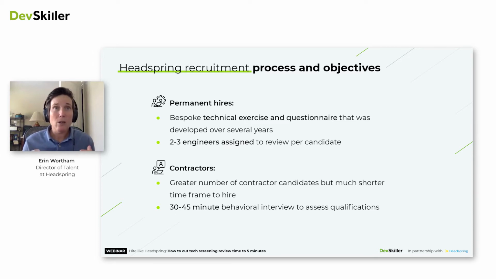For contractors, we have a much shorter time frame where we need to find the right contractor for the right job at the right time. And so we've leveraged historically a 30 to 45 minute behavioral interview where our hiring manager, someone like Ryan, would get on the phone and vouch for those technical skills. And that had some big challenges going into this.